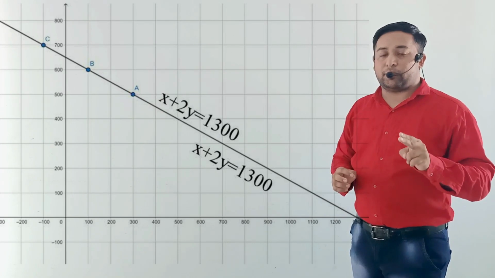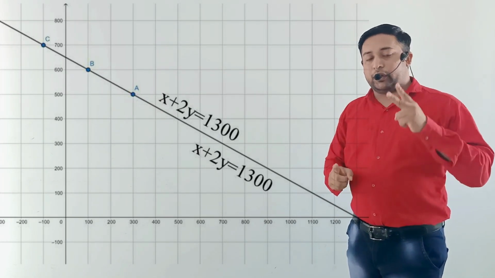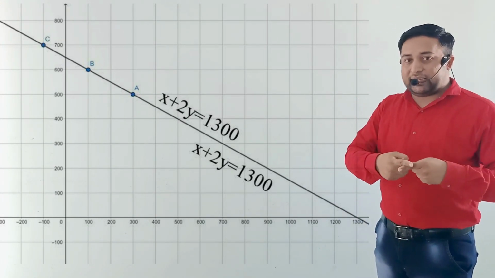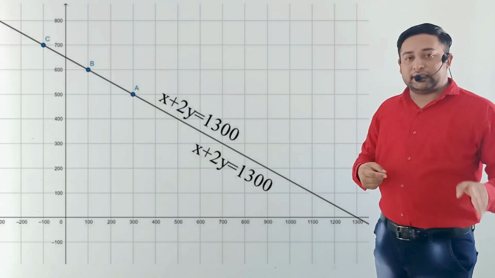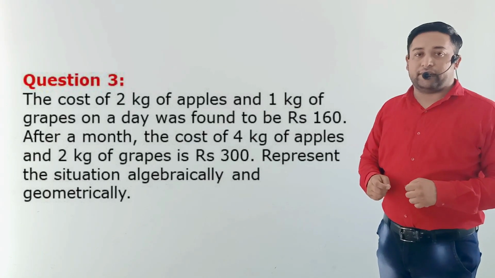Remember these things in your mind. There are three types of graph, and you have seen two of them. The first one was intersecting lines. This one is coincident lines. And in question number 3, now see what type of graph we are getting.